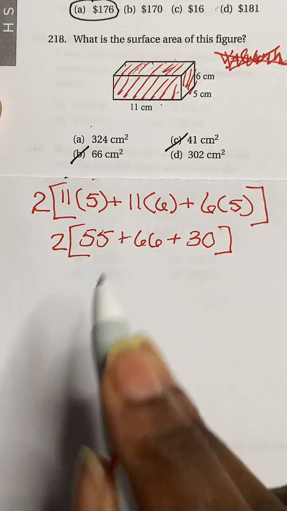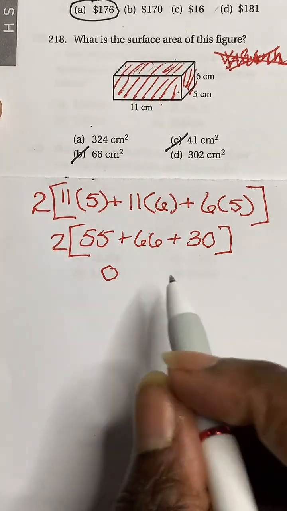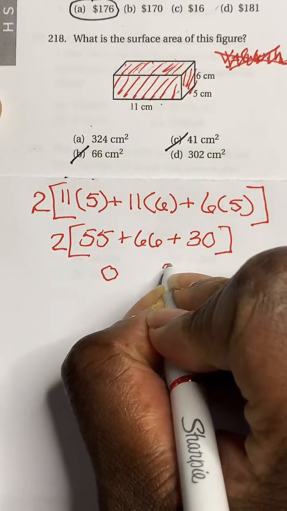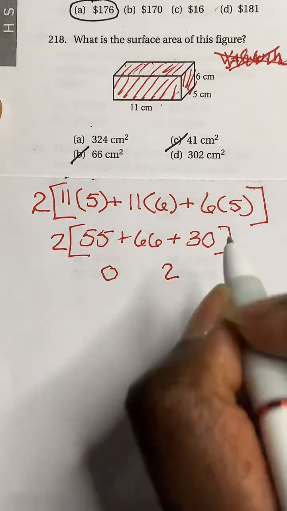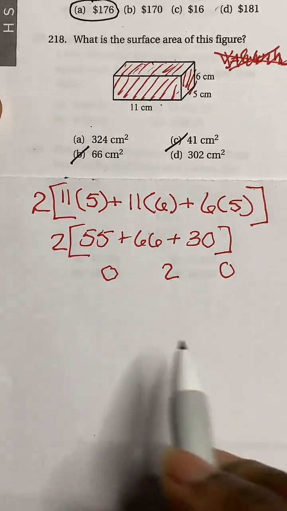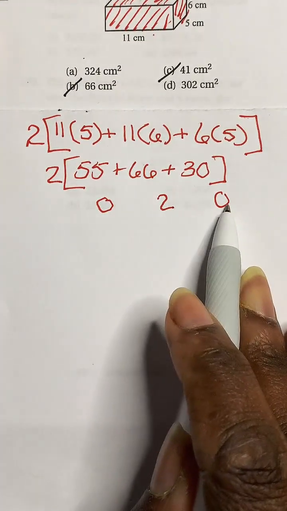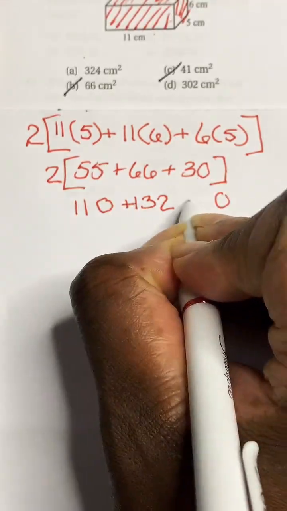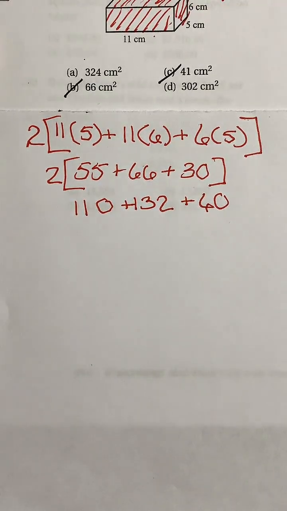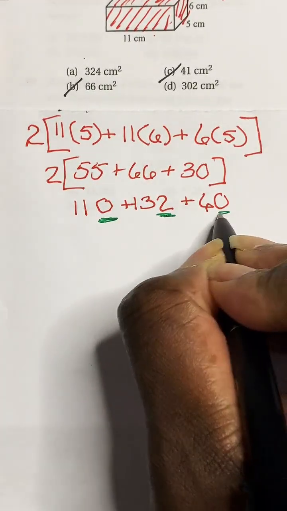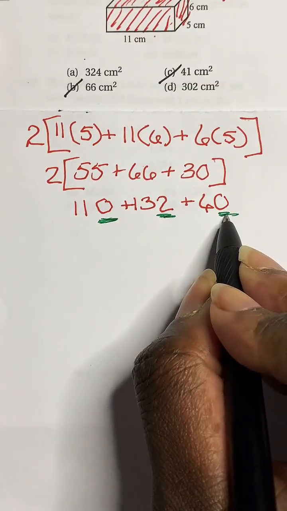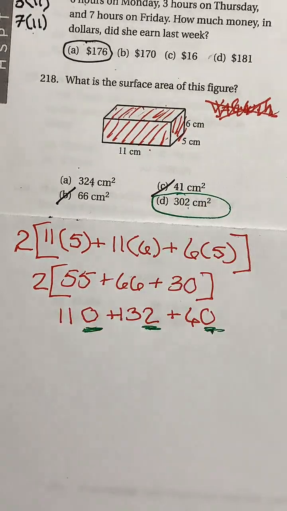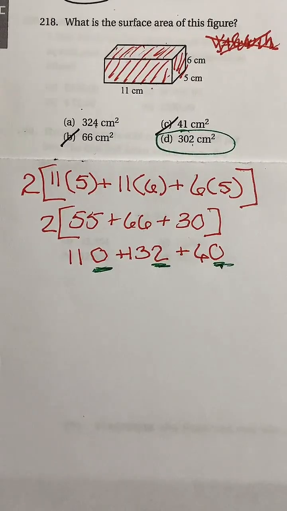So if this is giving me 110, that ends in 0. This gives me 132, that ends in 2. And 2 times 30 gives me 60, that ends in 0. If I just look at the ones, I know you guys like to see the whole thing, but if I just calculate the one spot, 0 plus 2 plus 0 will give me 2. This gives me 4s. This gives me 2. That's my answer. Don't believe me?